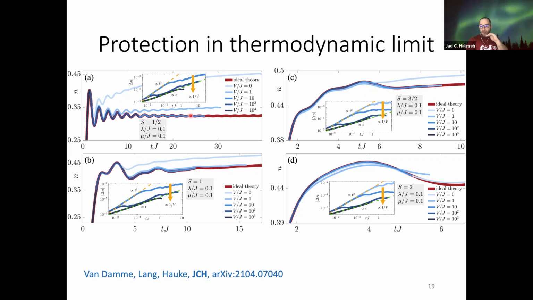And if we look at the deviation of the dynamics under a protected faulty theory compared to the ideal theory, you see that we grow as t squared, and then as time proceeds, we go as t.